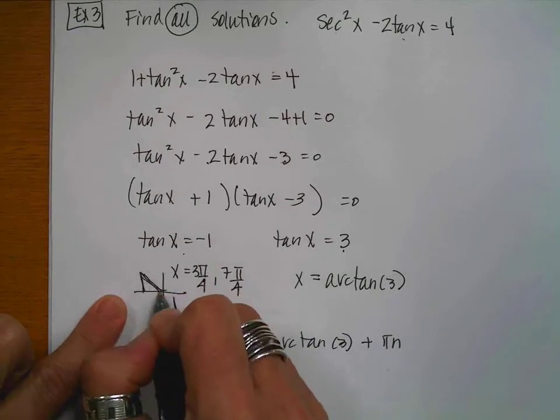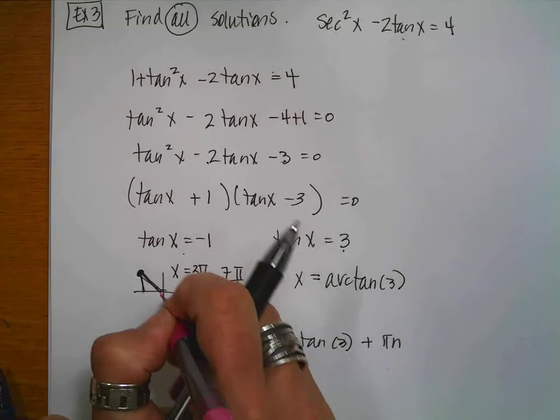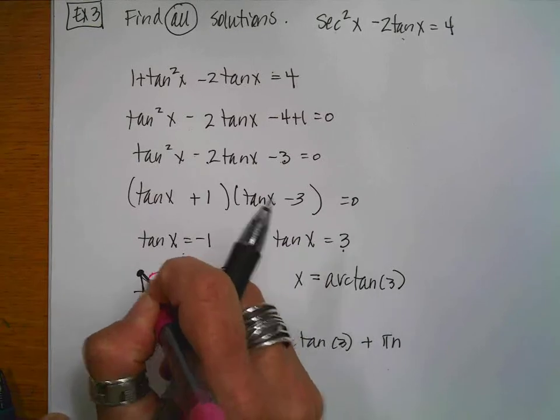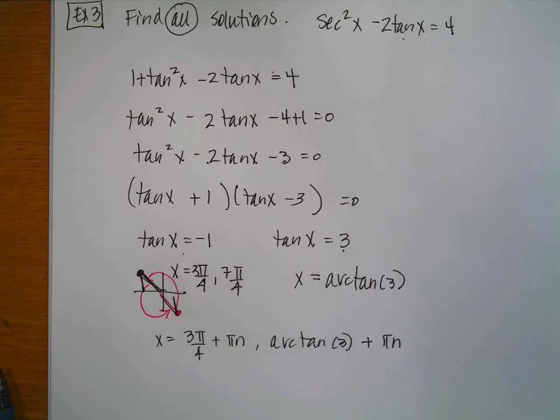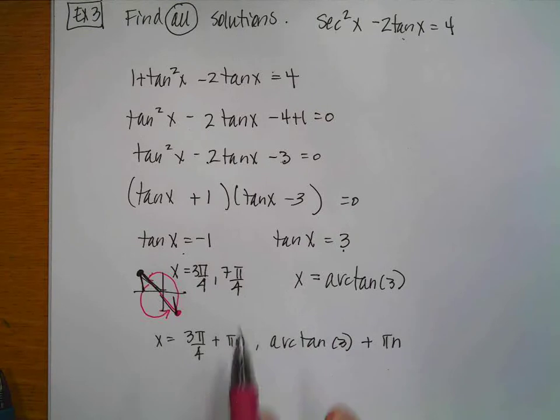So if I have this angle right here, 3 pi over 4, and I add pi, which is 180 degrees, I end up right here. And if I add pi, I end up right here. And if I add pi, I end up right here. So the 7 pi over 4 technically would be redundant, so I can just write it as 3 pi over 4 plus pi n.